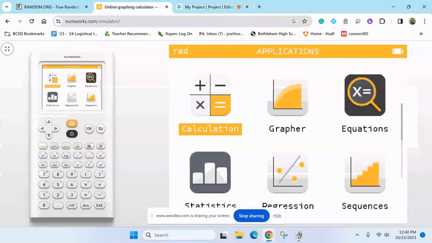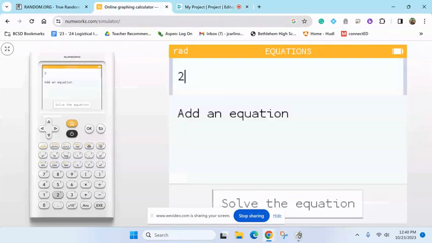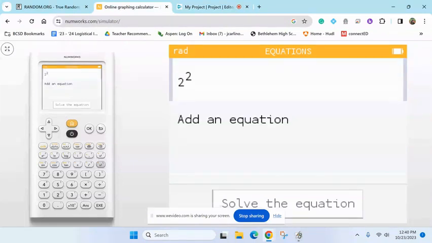All right, so over to the equation solver. Add an equation. What do we have? 2 squared plus, what was it, 3 squared. And a reminder where the equals button is. The equals button is where the pi is. The squared is above the parenthesis, right-hand side. And then the equals is where the pi is, but you've got to go shift pi.